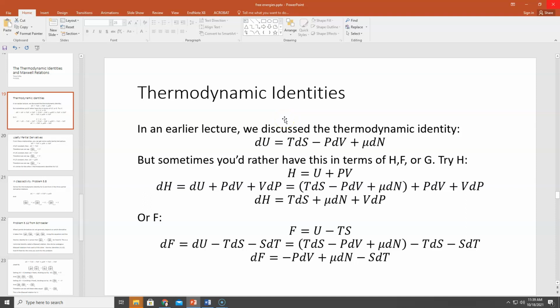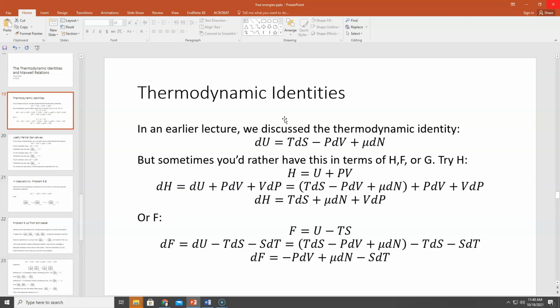In an earlier lecture, we discussed the thermodynamic identity, which is dU is equal to TdS minus PdV plus mu dN. In terms of equations that you should probably memorize for thermal physics or thermodynamics, this is one of them. The thermodynamic identity is a really important equation.